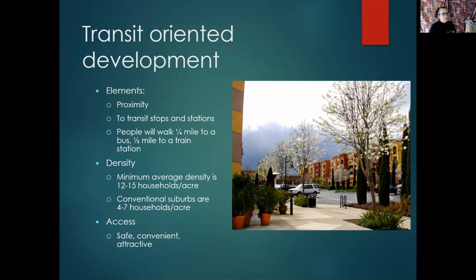Since I did this about Portland, I was feeling guilty that I need to convert these to hectares. But the minimum average density of a transit supportive neighborhood is 12 to 15 households per acre, and conventional suburbs are 4 to 7 households per acre. So all you have to do is somewhere between double and quadruple the number of households per acre.